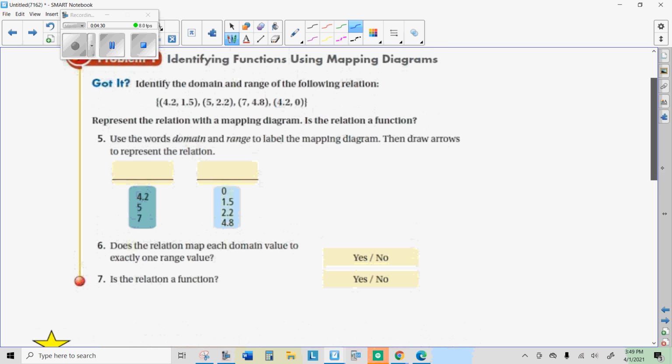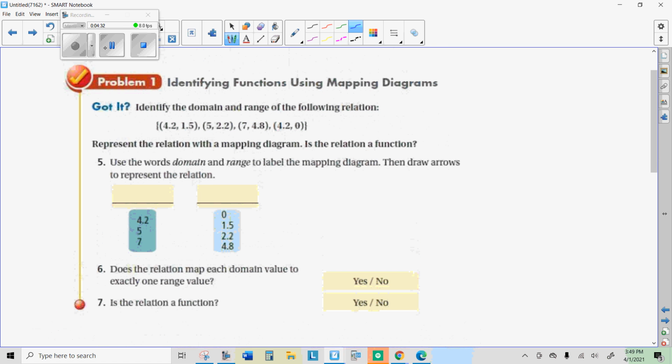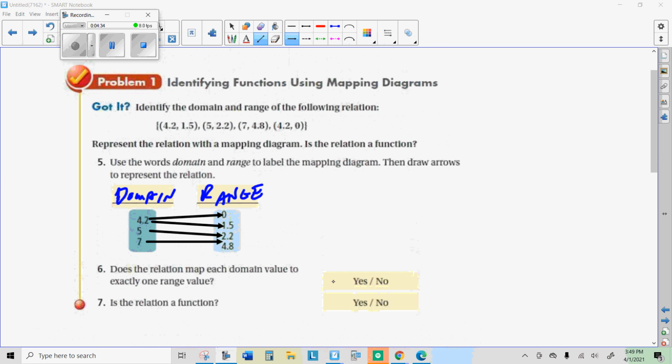All right, go ahead and try another one, see if you get it right. So you should notice that the question is whether the relation maps each domain value to exactly one range value. The answer is no, there's one domain value that has 2 range values. So this is not a function.